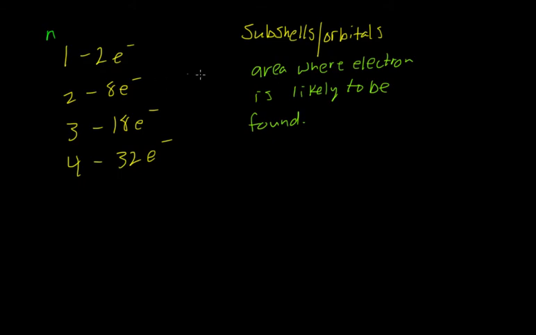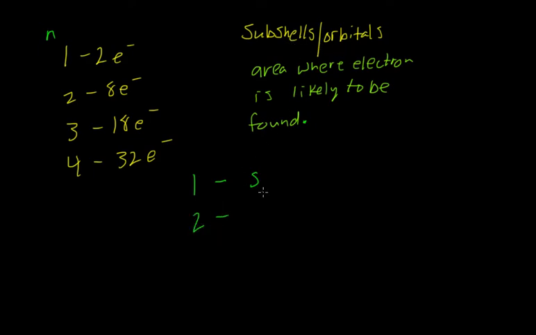But these principal energy levels are actually broken down into things called subshells or orbitals. Orbitals are actually an area where an electron is likely to be found. Orbitals have letters for their designation. In the first energy level we have an S for the first subshell or orbital.